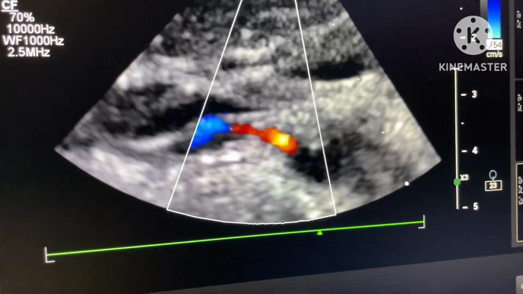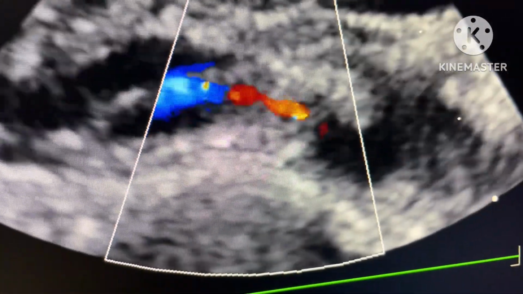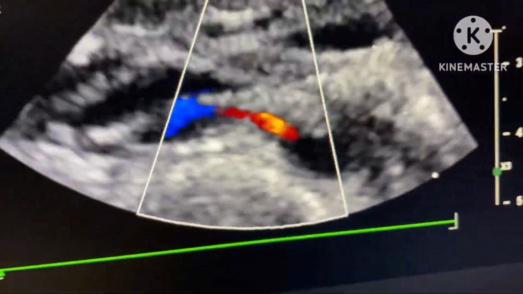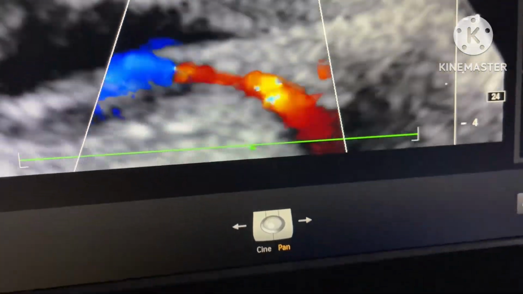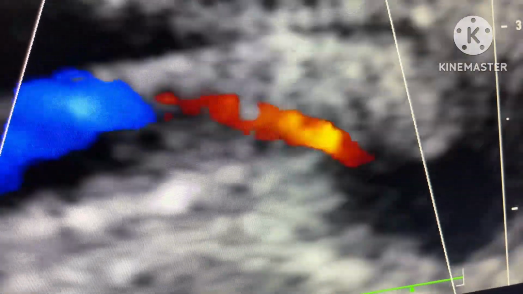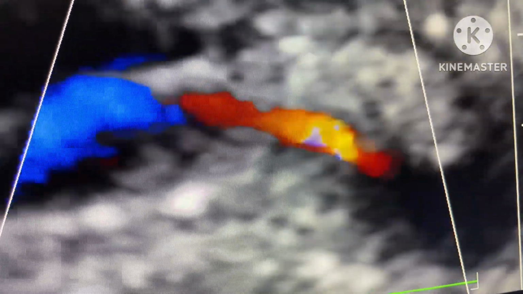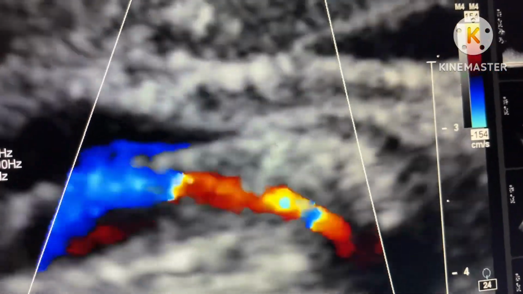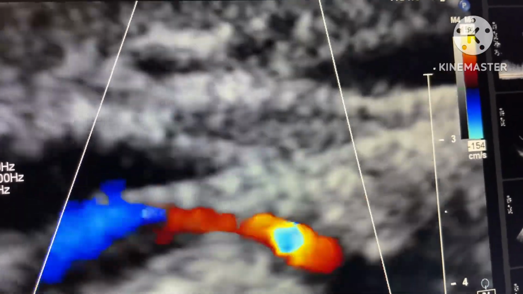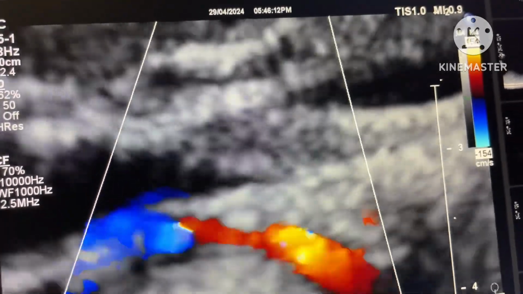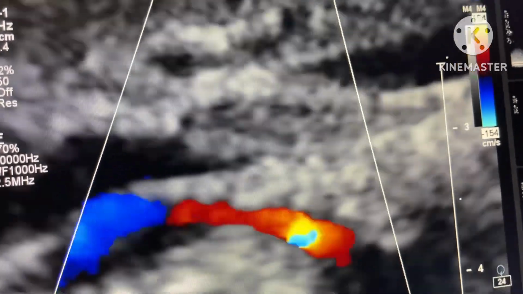Again, you see the same image. You can see the beaded appearance. So, renal artery stenosis due to fibromuscular dysplasia. It is the most common cause of renal artery stenosis in young patients. It is more common in females compared to males, but this case is male. The interesting part is the beaded appearance.